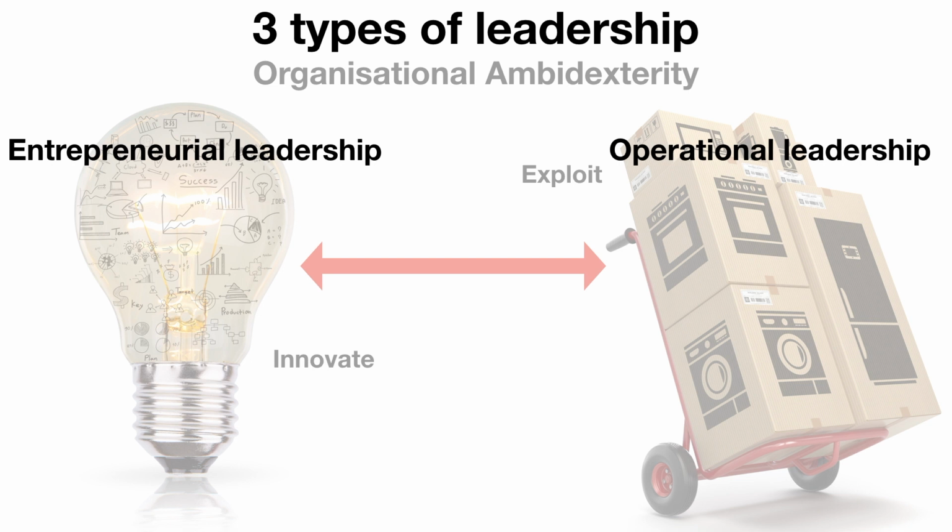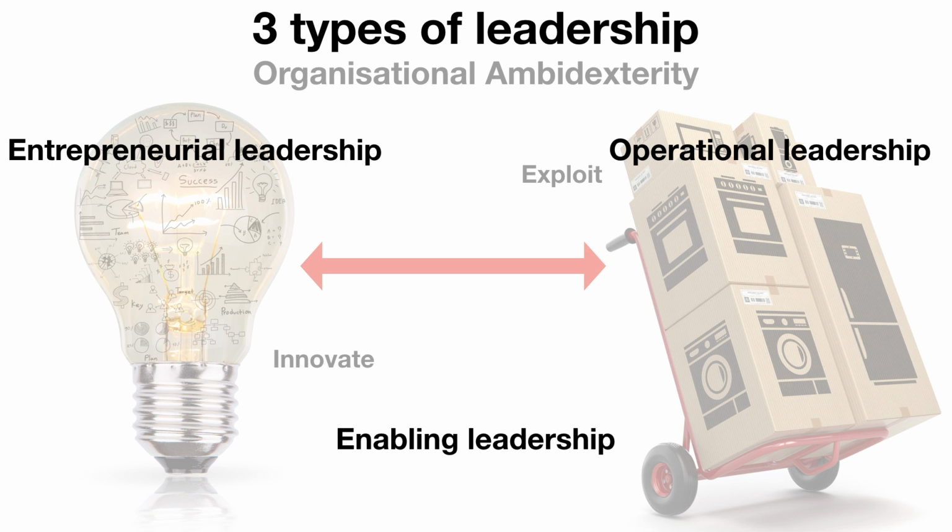Now, the thing that they've added is this idea of enabling leadership, and you'll hear us talking in the interview about this core concept of enabling leadership. So that's the first new thing to come out of this paper, this idea that there are three types of leadership that are really involved in organisational ambidexterity.